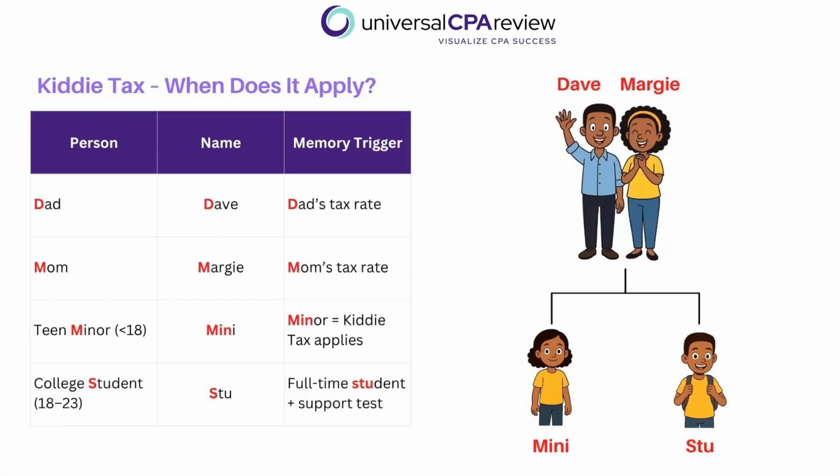Okay, so mentally this is your trigger. If the child is Minnie age, you automatically think kiddie tax applies. If the child is Stu age, kiddie tax probably applies, but check support. So this little naming system is intentionally engineered to remove hesitation on exam day. Because when you see unearned income on the exam, you do not stop and wonder, does this kid qualify or not? Your brain should instantly categorize them Dave, Margie, Minnie, or Stu. And from that, you immediately know what tax rate you end up using once you get to step 4.